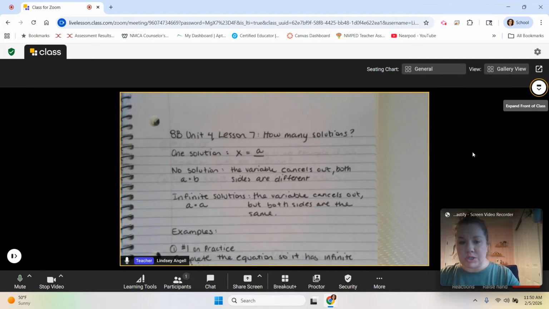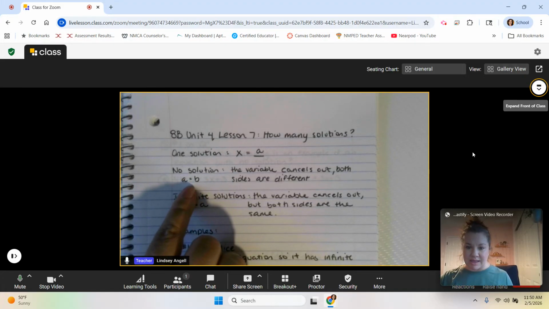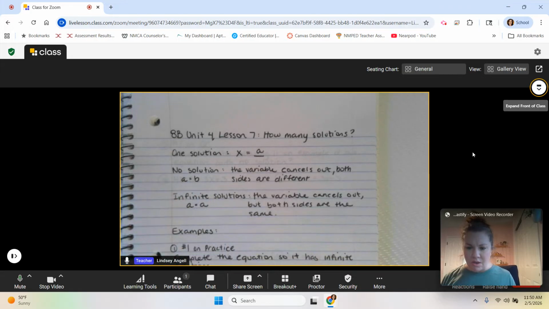And then no solution, the variable cancels out. Both sides are different. So it's like you got rid of the variable. X's are gone, or Y's are gone, or whatever. But then A equals B. It might say, at the very end, 3 equals 7. Well, that's not true. So what that tells us is that there isn't a single number that you could put into that equation and make it be true.